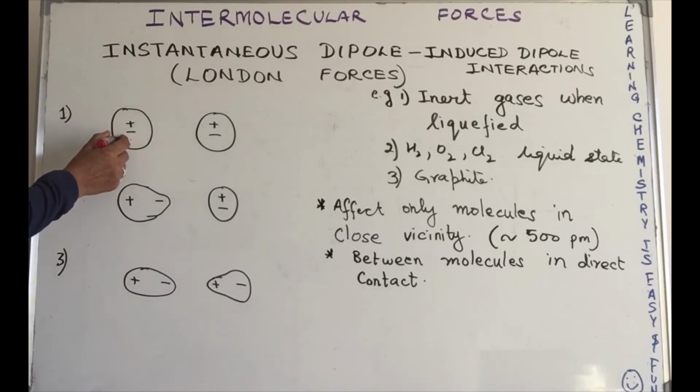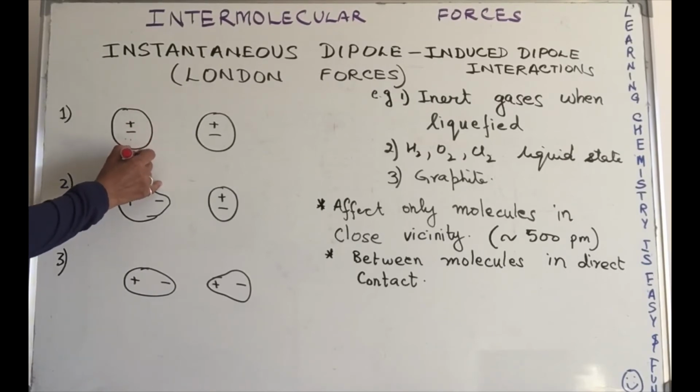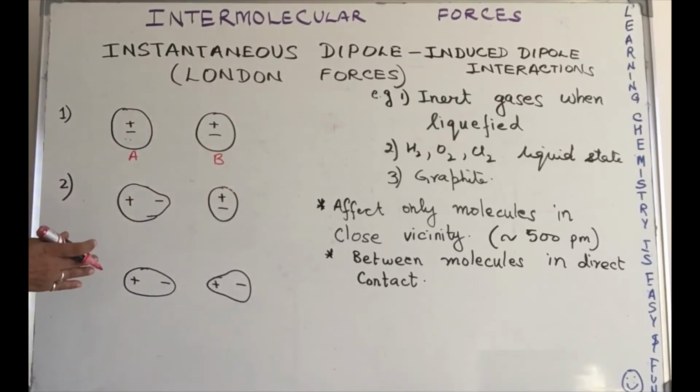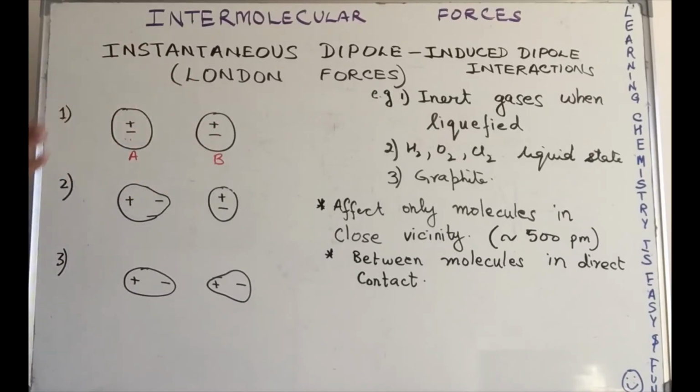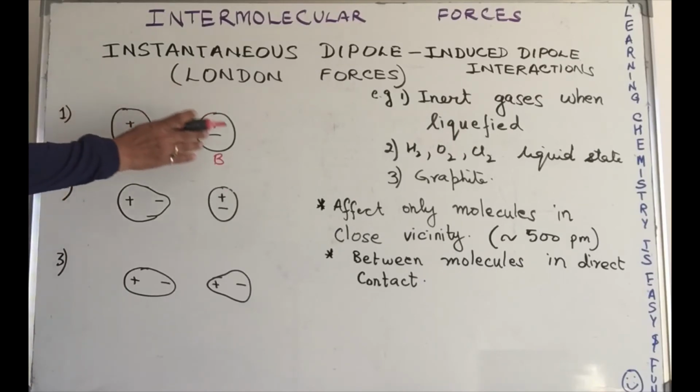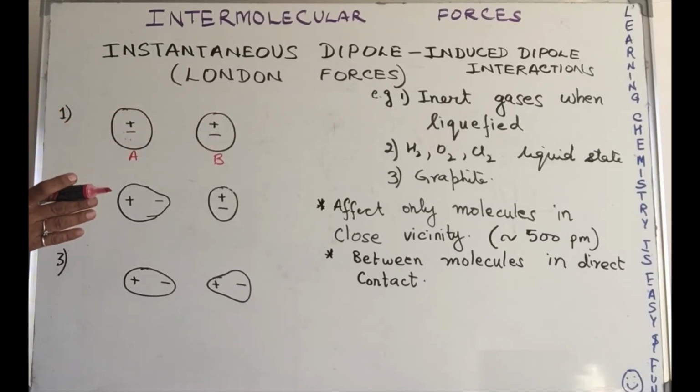Here we've got stage 1, where these two molecules are complete strangers, in their own world. A and B is what I'm going to call them. Now this is completely neutral. Let's say I'm talking about two atoms of the inert gases, say helium. This is completely satisfied, no need to interact.